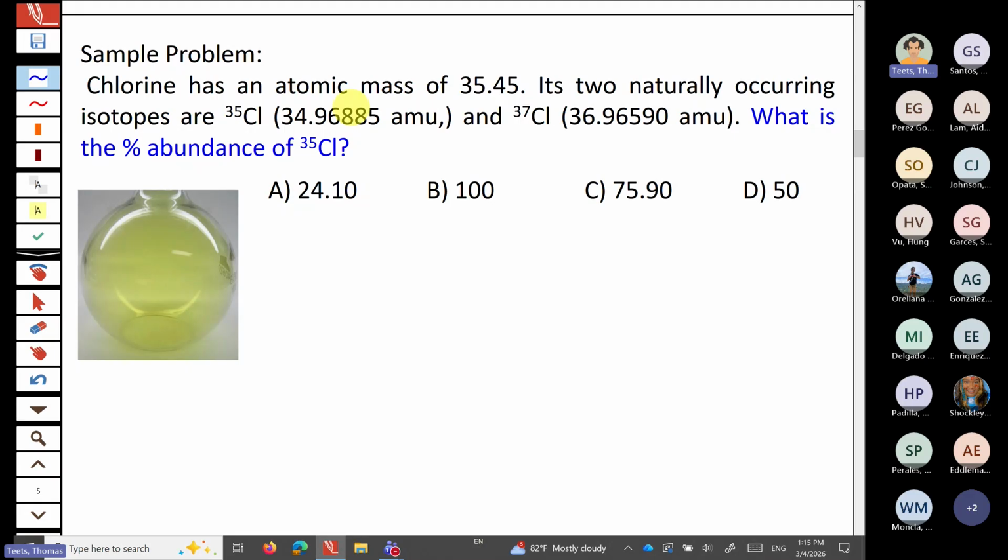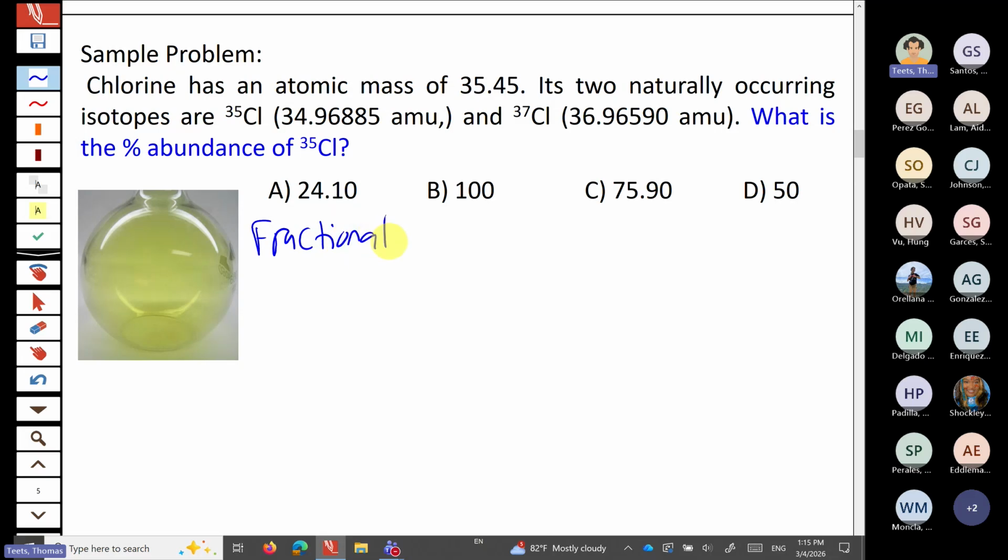So in this situation, we have two unknowns because we don't know the abundance of either isotope. We need to find one of them, but we don't know either of them. So whenever you have two unknowns, as you know from previous math classes, you need two equations. So we're going to be able to solve for either or both of those.